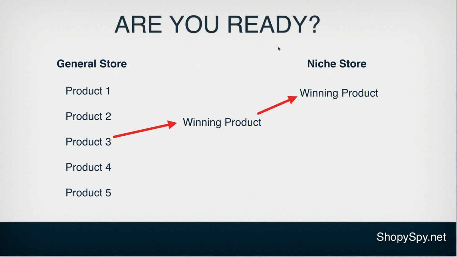Okay, but are you ready to do all this stuff? Are you ready to test multiple products and go through all that Facebook stuff to find the winning product, and then you can start a niche store? This is the blueprint that most people are doing. They start a general store, they find the winning products, and then they start a niche store, and then they keep using the general store to test more products.